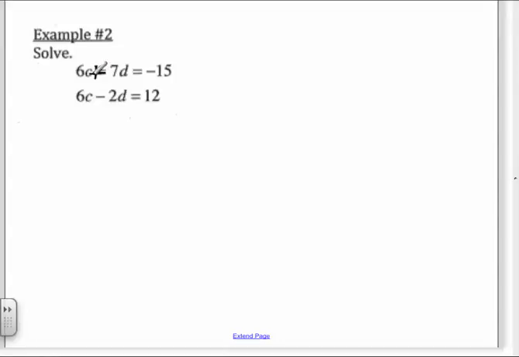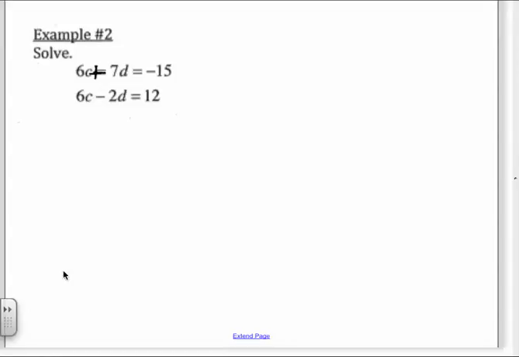All right. So now in this one, let me ask you this. Just looking at these two equations, what variable do I want to cancel out, Will? 6C and 6C. Exactly. I don't want to deal with the D's because they have different absolute values in front of them. One's 7, one's 2. But I've got a 6 in front of both of the C's.